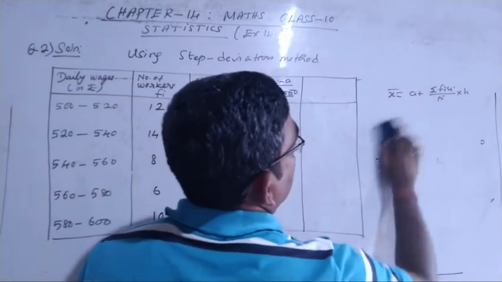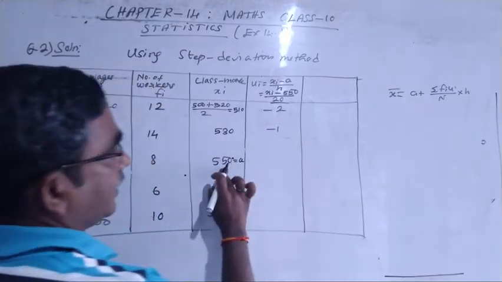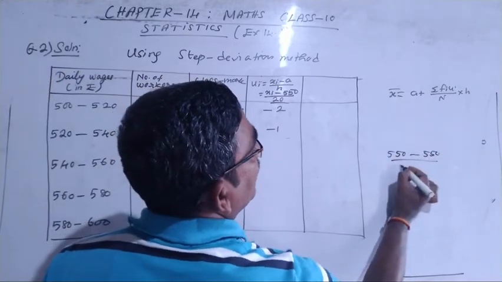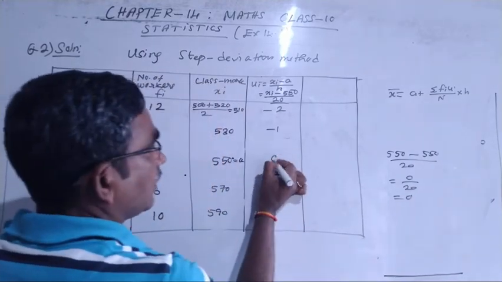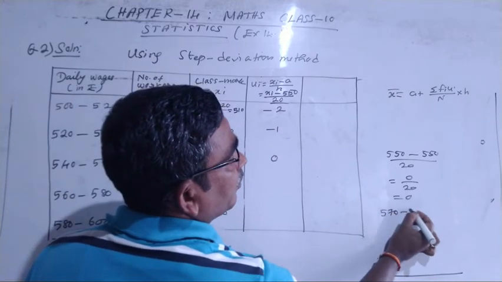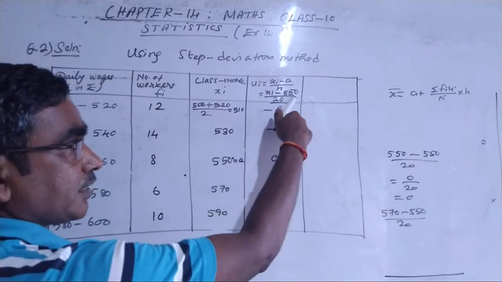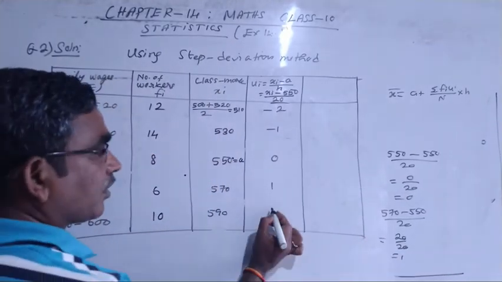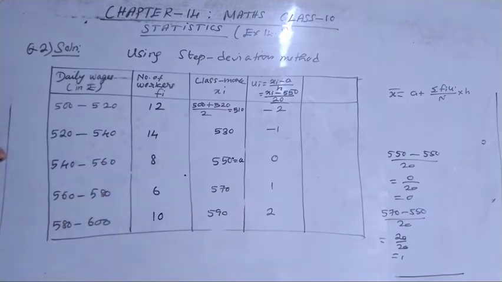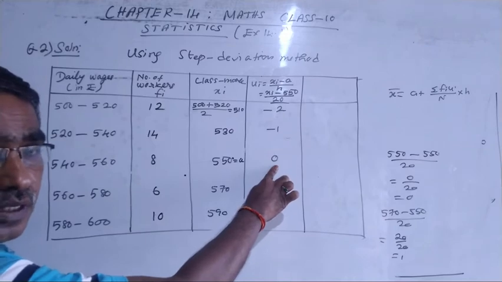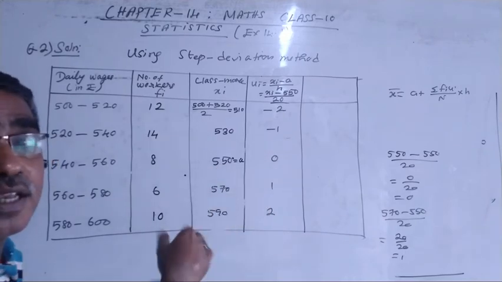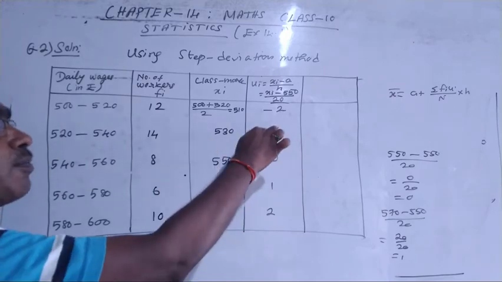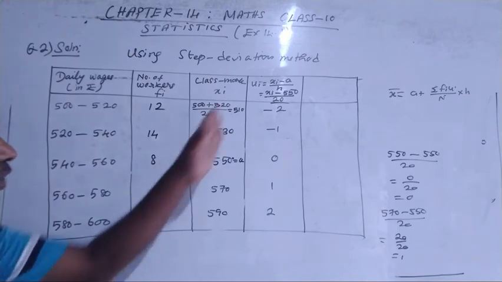Next, Xi 550 minus 550 divided by 20 becomes 0. The same way, 570 minus 550 divided by 20 is 20 divided by 20, which is 1, and the next one is 2. See, this step deviation method is easier. If we select 550 as the assumed mean, it directly gives 0. Values greater than 550 give positive values, 1, 2, and values smaller than 550 give minus 1, minus 2. So without doing the calculation you can write them.